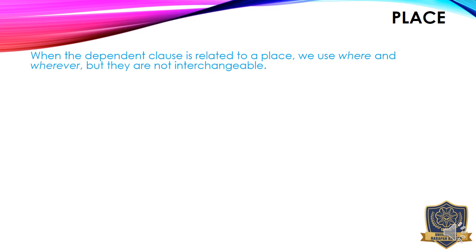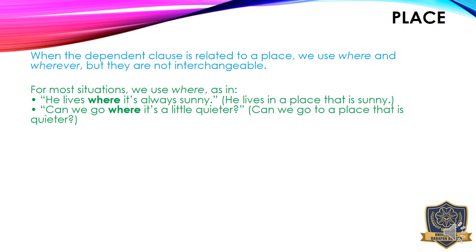Place. When a dependent clause is related to a place, we use where and wherever, but they are not interchangeable. For most situations, we use where, as in, he lives where it's always sunny, meaning that he lives in a place that is sunny. Can we go where it's a little quieter? It means that can we go to a place that is quieter?